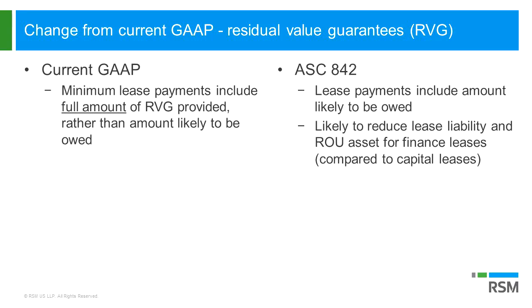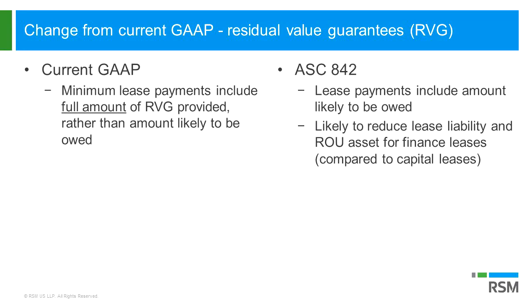Change from current GAAP as it relates to residual value guarantees. Under the current GAAP, minimum lease payments include the full amount of the residual value guarantees if the amount is likely to be owed. Under 842, lease payments include the amount likely to be owed, likely to reduce the liability and ROU asset for finance leases.